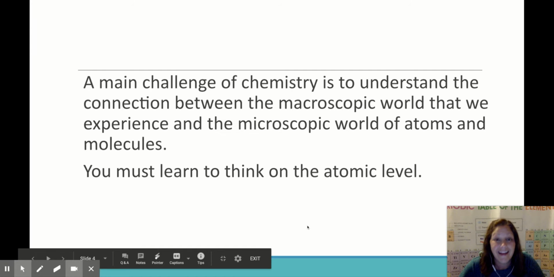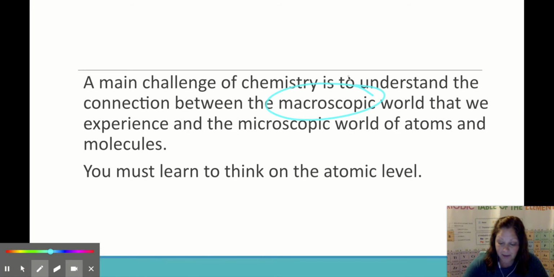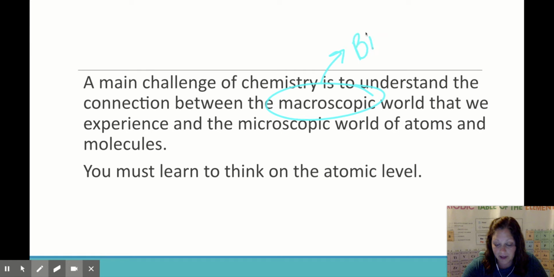A big challenge of chemists is to be able to understand the macroscopic world, which means the big world, what we can see, what we can observe, and try to figure out what's happening on the microscopic level based on this. So we want to understand what's happening microscopically, but we can only observe what's happening macroscopically.